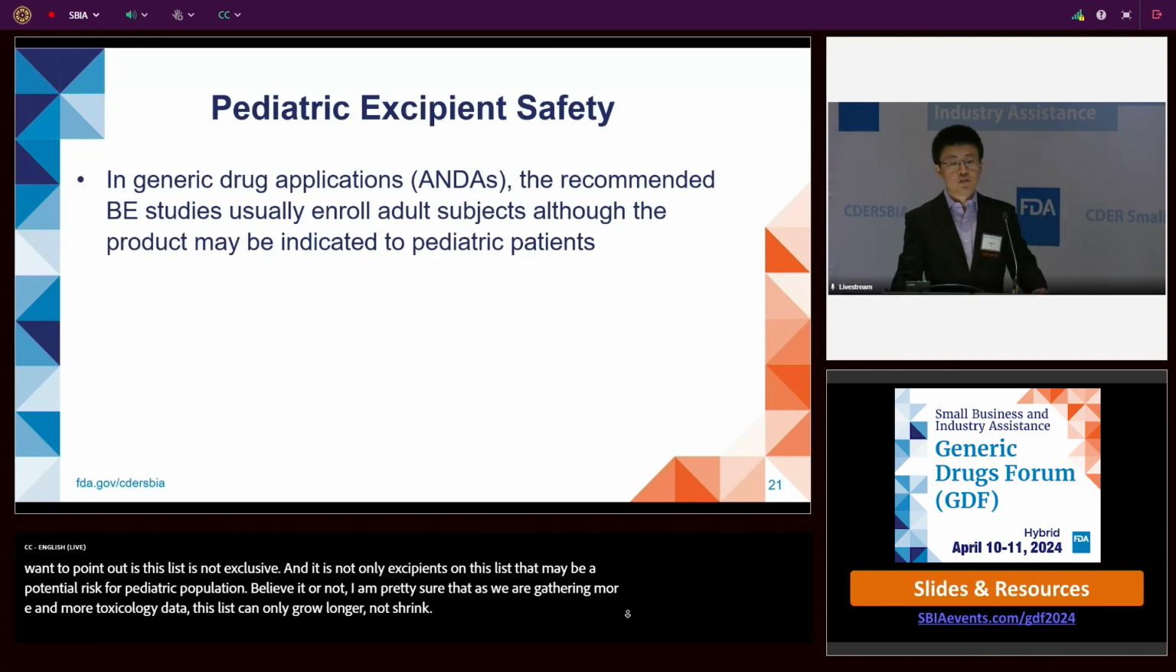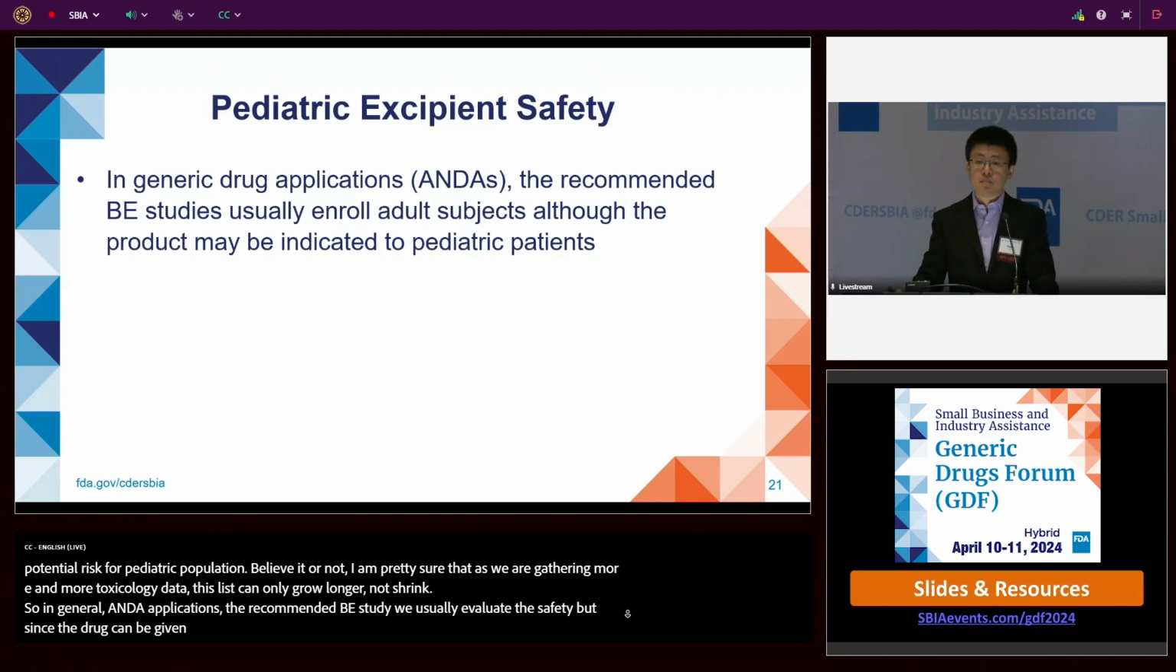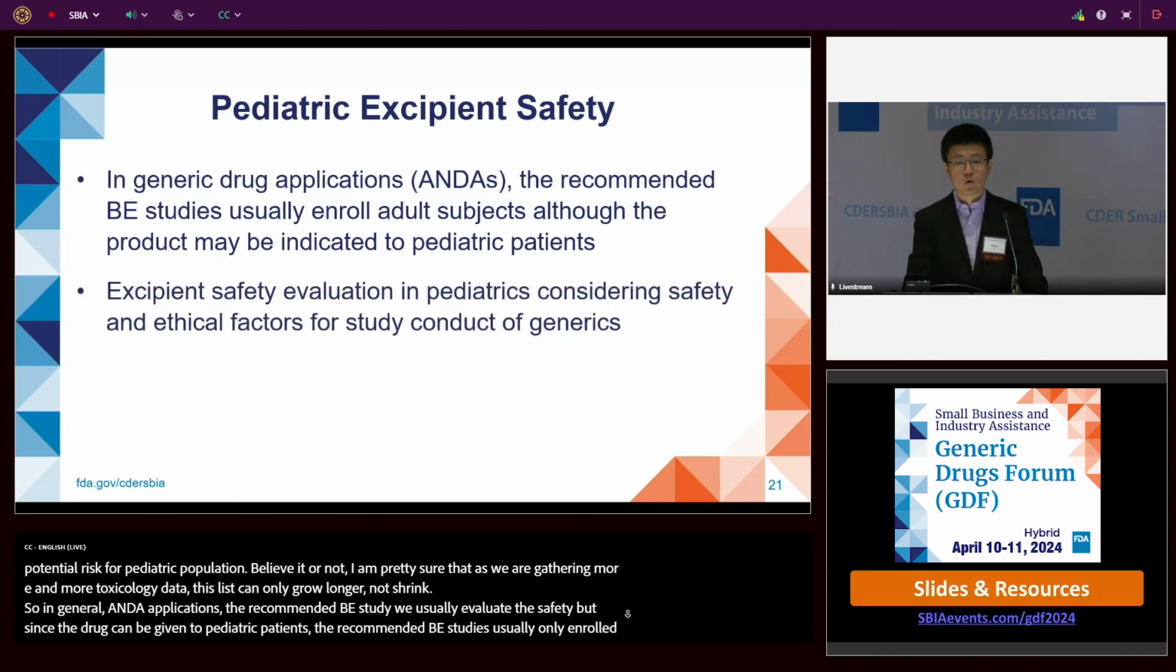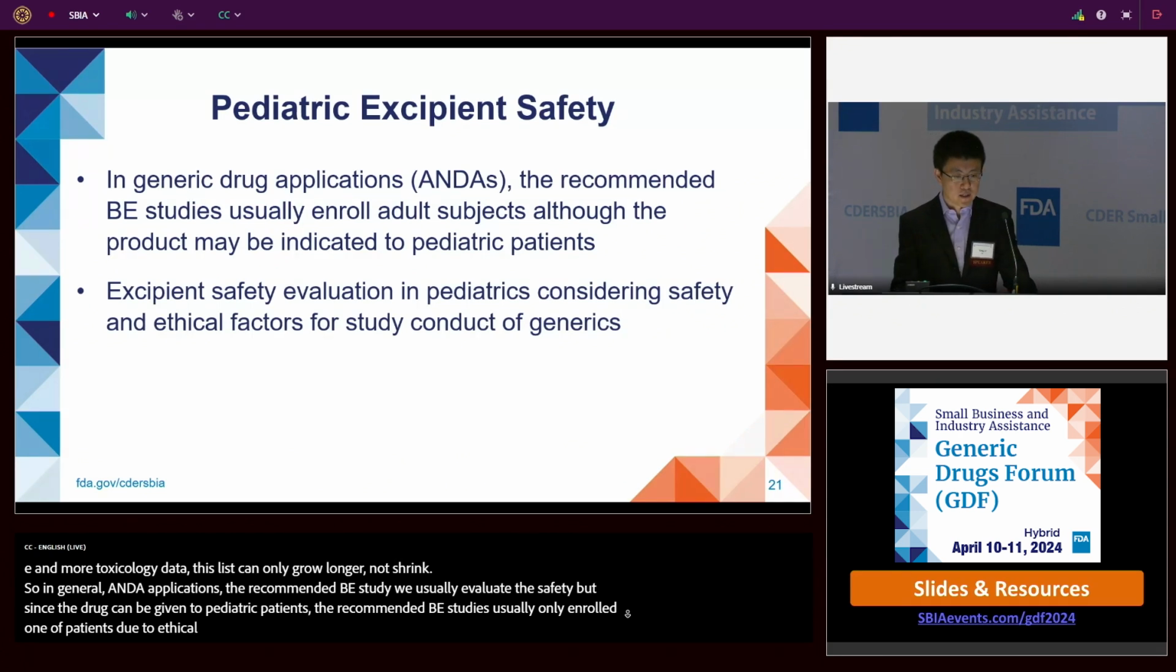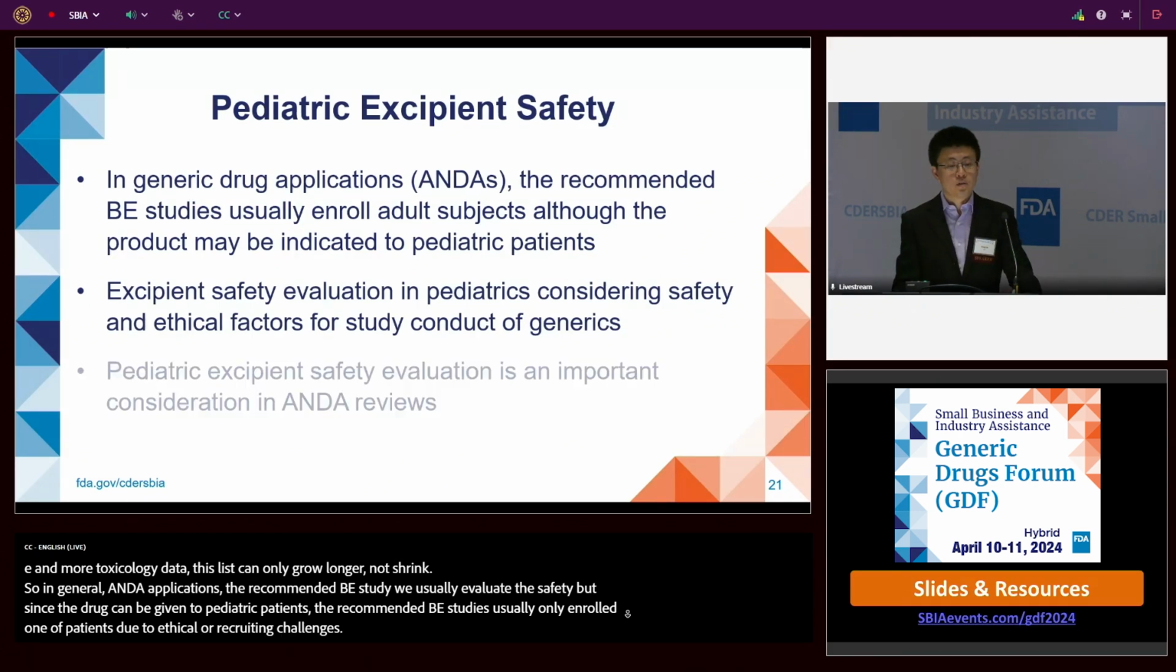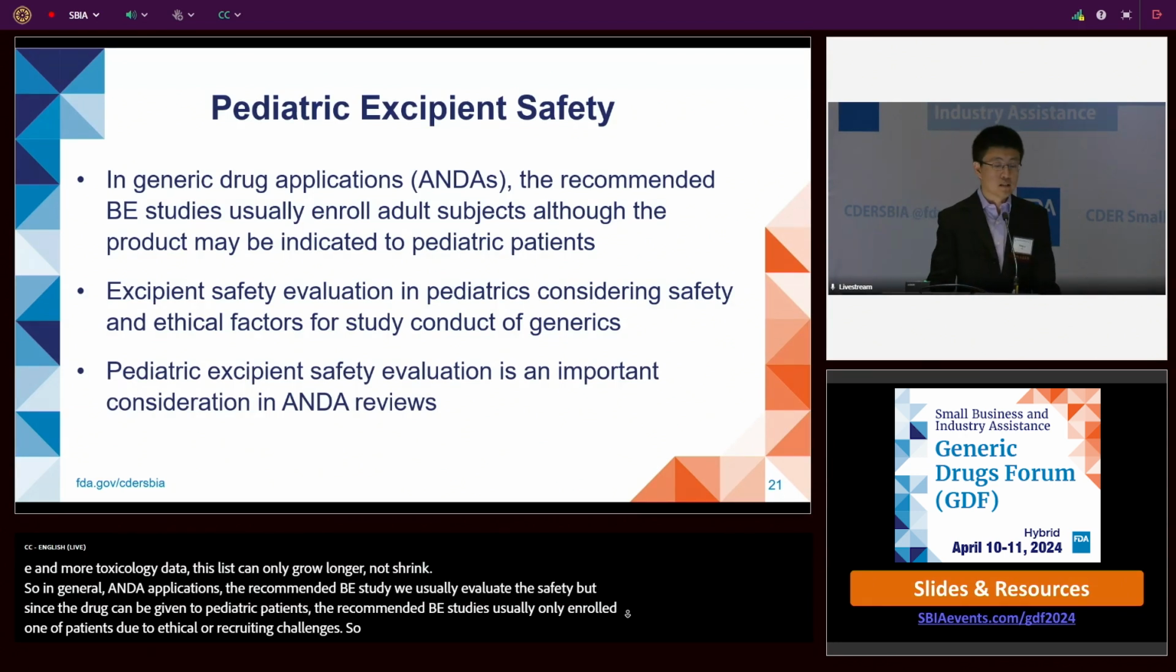So in general, in ANDA applications, with the recommended BE study, we usually do evaluate the safety. However, even though the drug can be given to pediatric patients, the recommended BE studies usually only enroll grown-up patients due to ethical or recruiting challenges. So additional pediatric excipient safety evaluation is very important and very needed, and that's our current practice at the OGD.